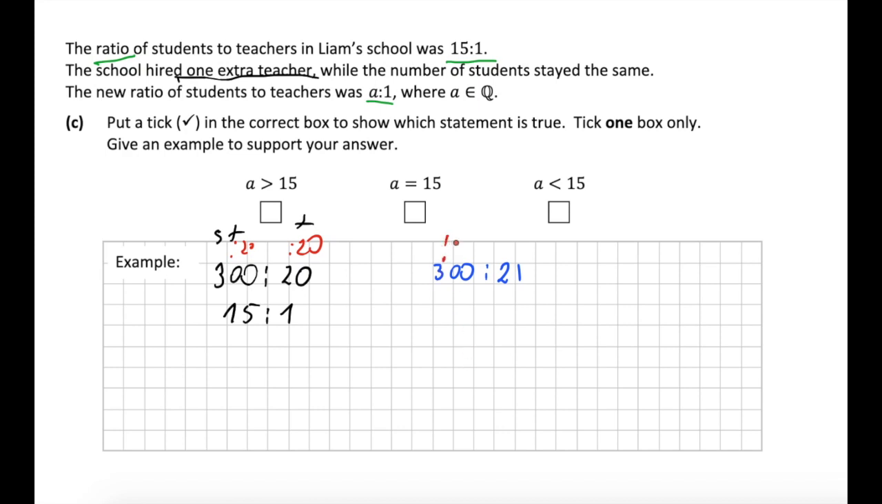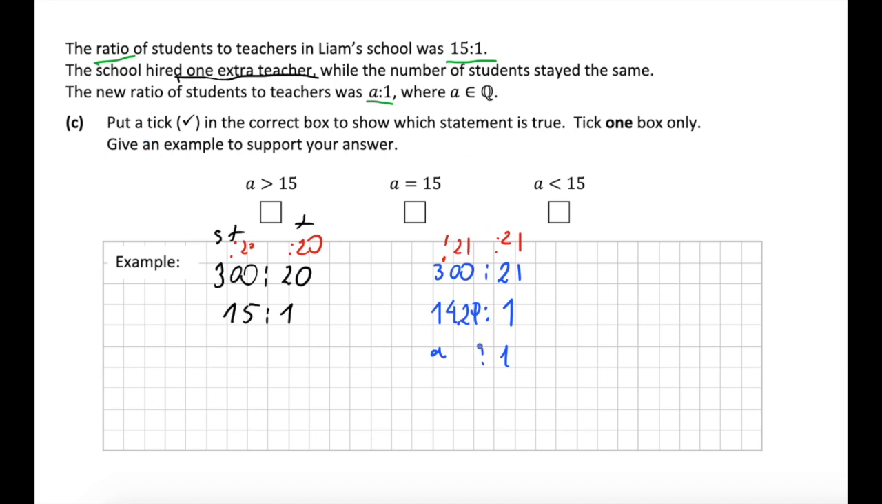300, let's divide that by 21, and let's divide 21 by 21. If we divide 21 by 21, the result is obviously 1. Now, if we divide 300 by 21, the result rounded is 14.29. The final part of the question was to write this new ratio of students to teachers as A:1. We have a number that belongs to the rational numbers, so that's 14.29. That's our A, and we have 1 on this side, so we can rewrite it.